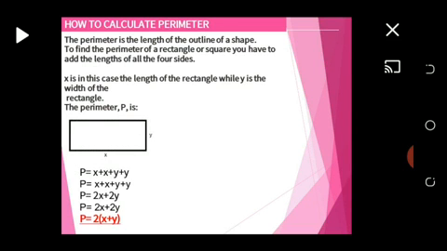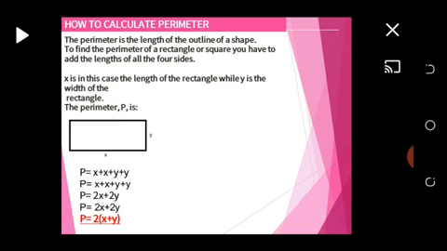How to calculate a parameter? The parameter is the length of an outline of a shape. To find the parameter of a rectangle or square, you have to add the length of all the four sides. X is in this case the length of the rectangle, while y is the width of the rectangle.